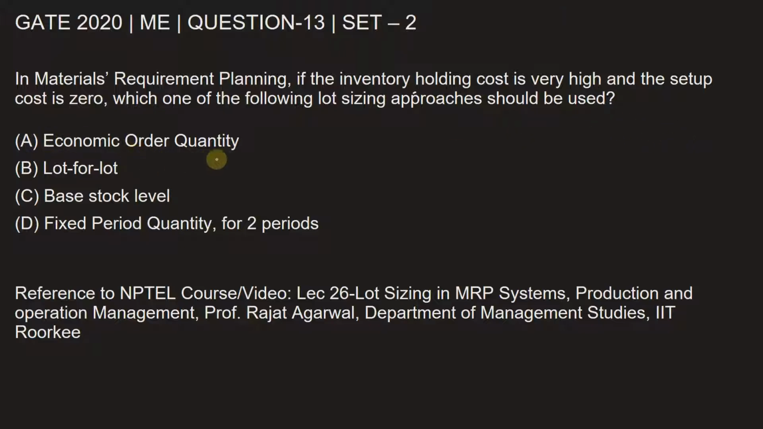Option A, economic order quantity. Option B, lot for lot approach. Option C, base stock level approach. Or option D, fixed period quantity for 2 periods.